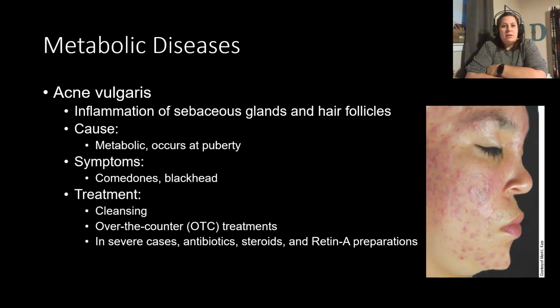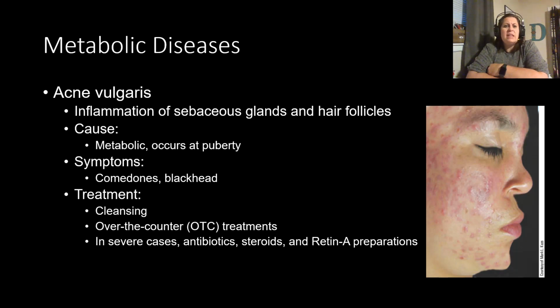All right, now we want to look at some of the metabolic diseases. So these aren't infectious, these are metabolic. One that we see here is acne vulgaris. This is an inflammation of sebaceous glands or hair follicles. The cause is normally metabolic and it occurs at puberty, when we see that these types of glands start to become more prominent. They start to turn on and work more, and we have oily type of skin as well as more sweat.